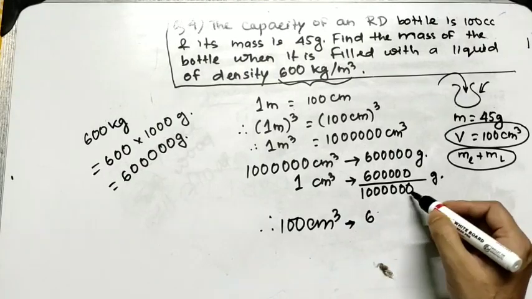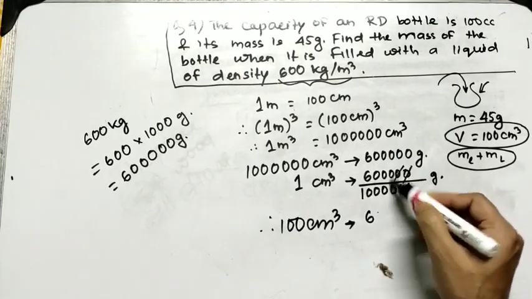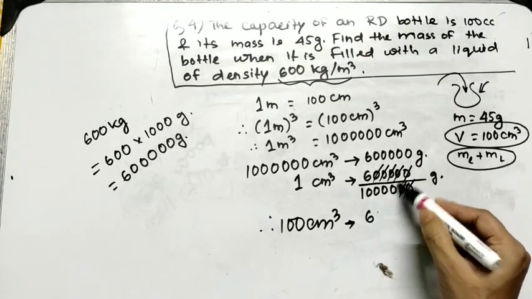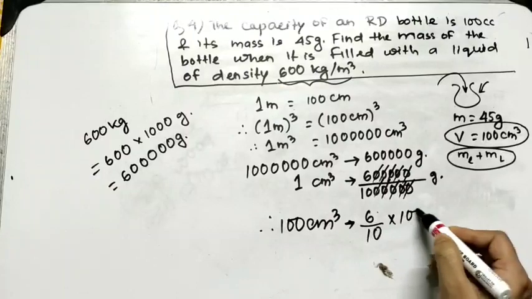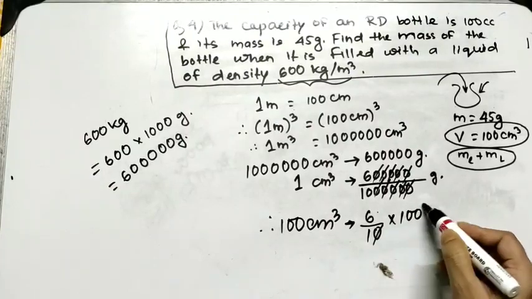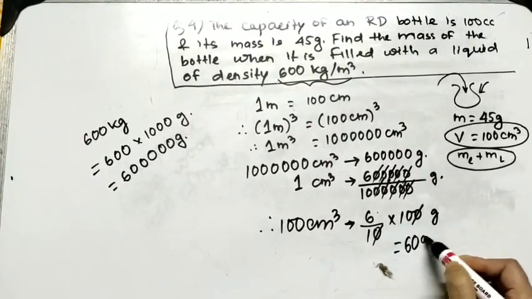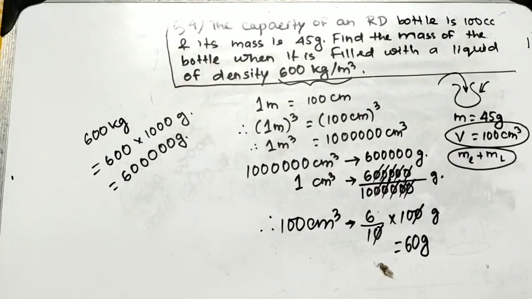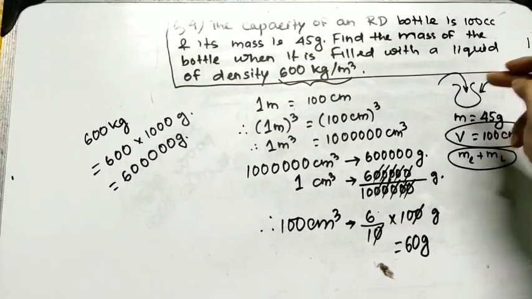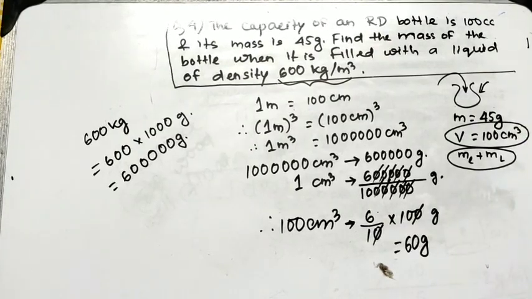Okay, let's cancel this. 1 2 3 4 5, 1 2 3 4 5. That means we have 6 by 10 into 100 gram. The zeros cancelled. We have 60 gram. That means the relative density bottle can contain 60 gram of mass of that unknown liquid in that relative density bottle.